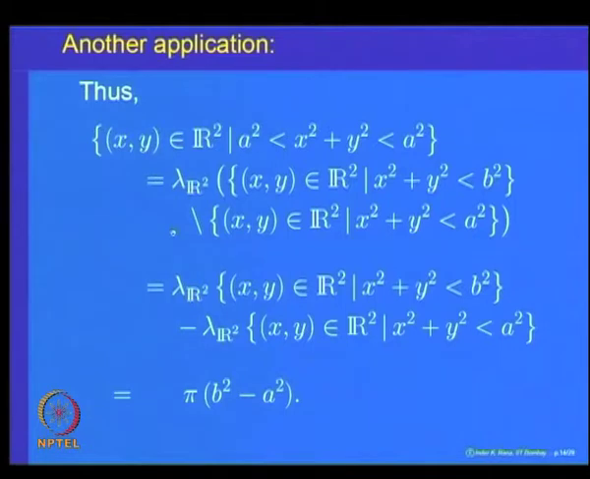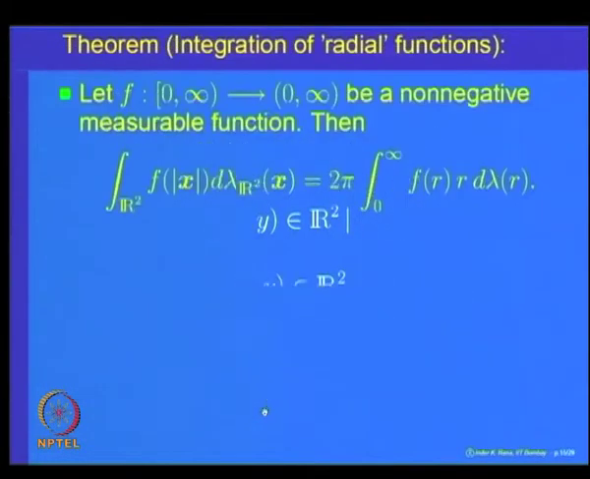So, this is what I just now said, that the Lebesgue measure of the annulus region is the Lebesgue measure of the outer circle minus the Lebesgue measure of the inner circle, that is pi times (B squared minus A squared). So, this is another application or extension of the result we just proved. It is called the integration of radial functions.